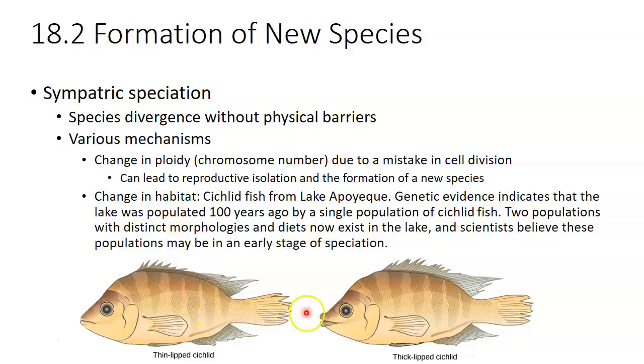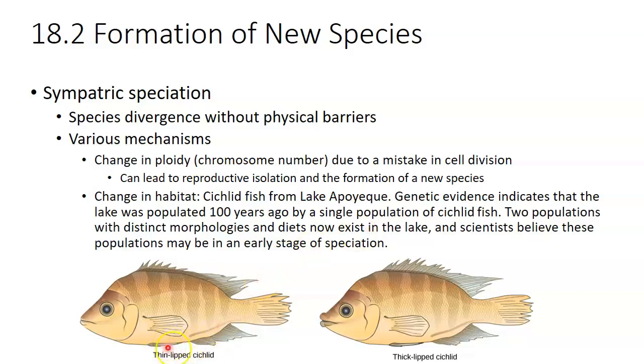How about one that involves an animal? So we'll take this example here, the fish. These are cichlid fish. They live in brackish water. They're from a lake called, I'm going to butcher this, Lake Apoyeque. There, I tried. There is lots of genetic evidence coming out that indicates that this particular lake was populated about 100 years ago by a single population of cichlid. So one single species of cichlid fish was put into this lake about 100 years ago. And since then, it's been found that there are two distinct populations, maybe even species, in that lake.